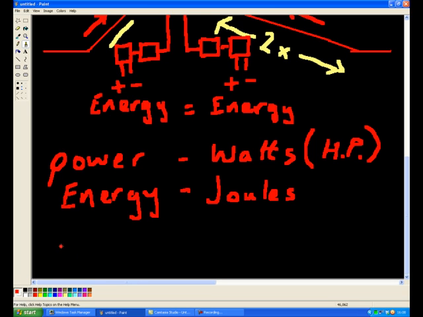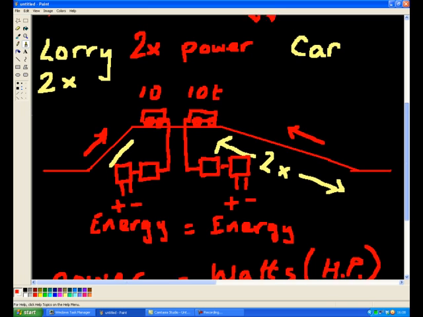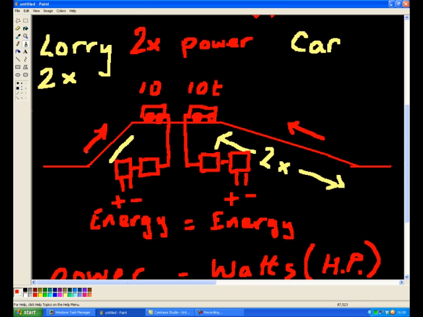Another way of writing power is joules per second. And that makes sense, doesn't it? Power is joules per second. Power is how quickly we manage to do the same amount of work. So the lorry did it twice as quickly, therefore the lorry is twice as powerful.